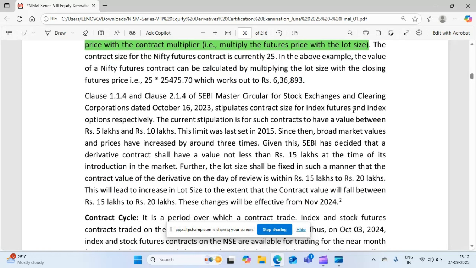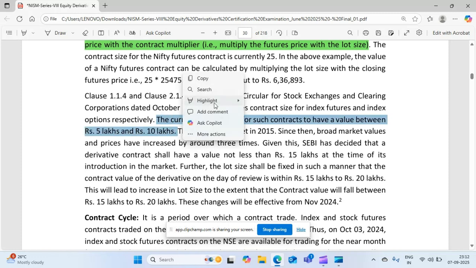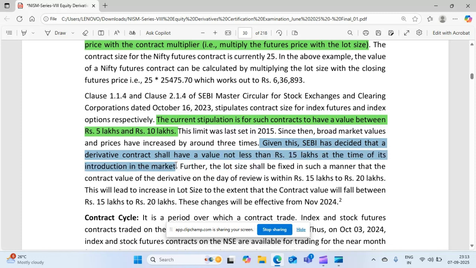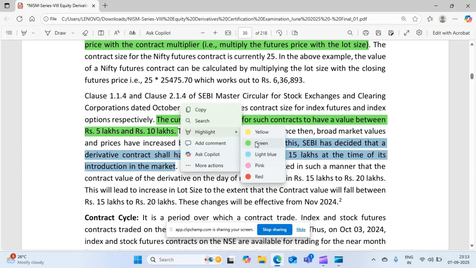So there was a circular from SEBI which stipulates contract size for index futures and options. The stipulation is that such contracts should have value between 5 to 10 lakhs. However, this has changed. Now the focus has moved towards higher value contracts. This limit was set in 2015, and since then broad market values and prices have increased around 3 times. So SEBI has decided that these derivatives contracts will not have a value of less than 15 lakhs. That is an important point that we should not forget.